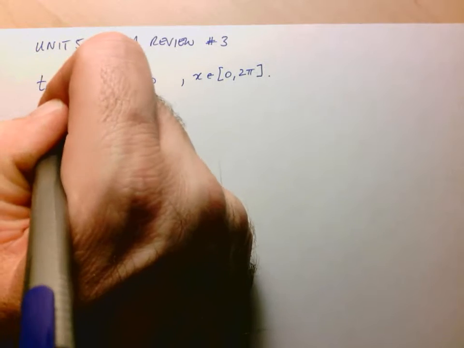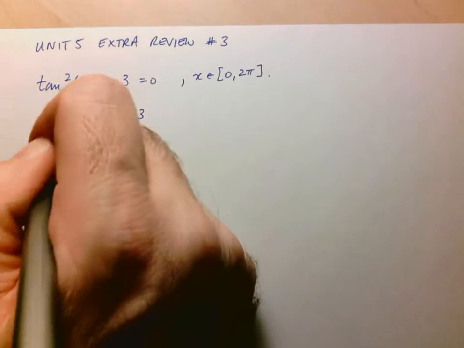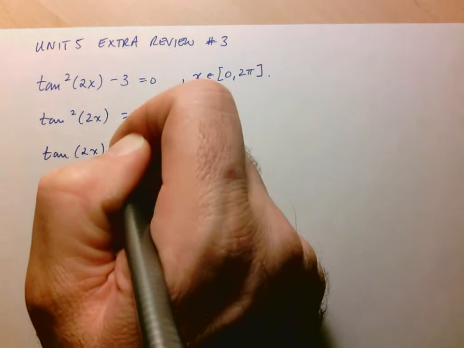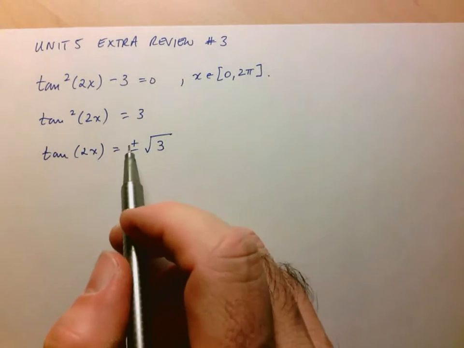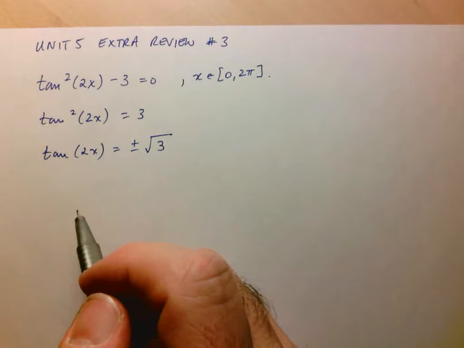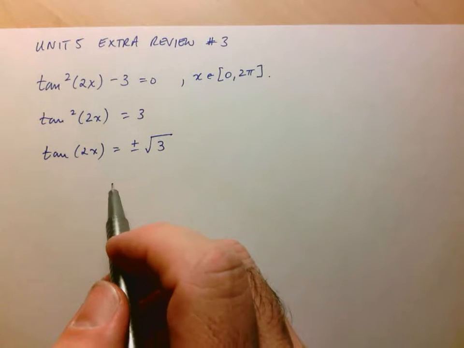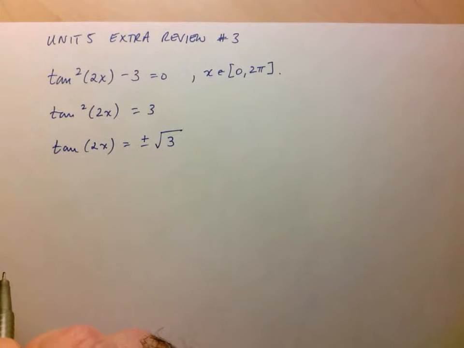Okay, so let's start by bringing the 3 to the other side. Okay, and now I can just take the square root of both sides of the equation. But of course I have to remember that when I take a square root, I have the possibility of the positive and negative square root. So here I have that tan 2x is either equal to positive or negative root 3. And I recognize this as being one of my special tan values.